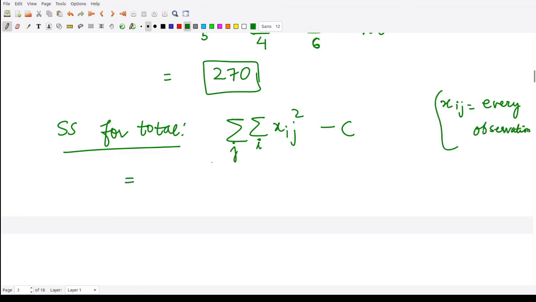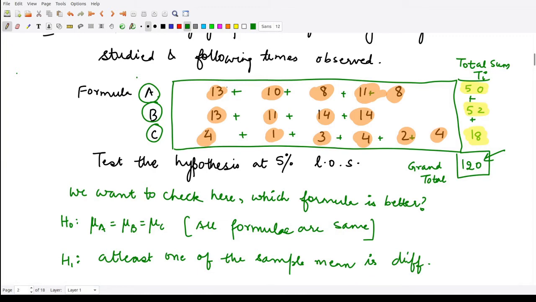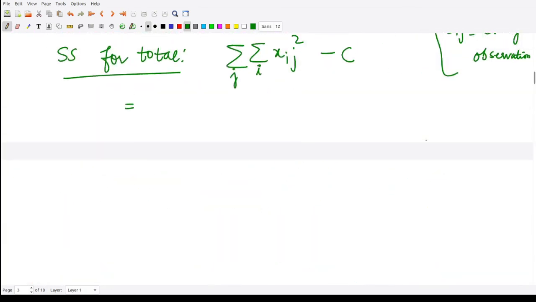So this becomes equal to... now here you are to write down the square of the given data values. The first data value is 13, second is 10, third is 8, next is 11, next is 8, next is 13. So for every value, you have to write down this formula for sum of squares, right? So we will have 13 square plus 10 square plus 8 square plus so on, right? This is for the first formula, then we'll write for the second formula.